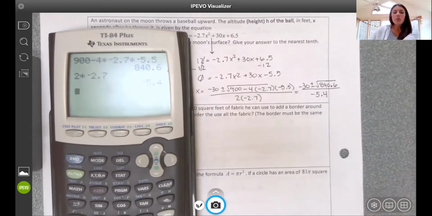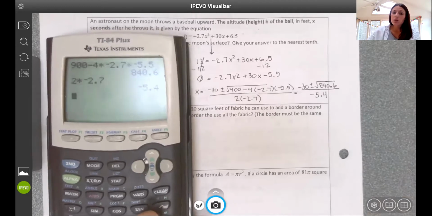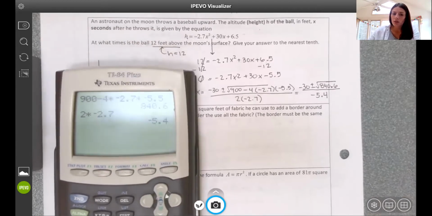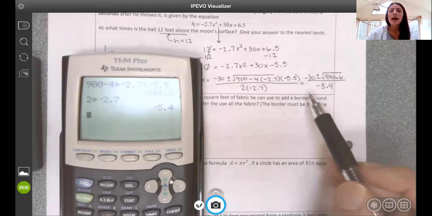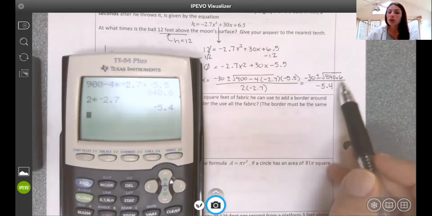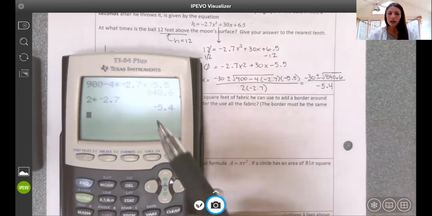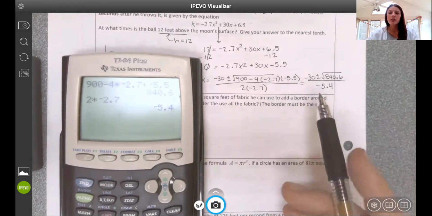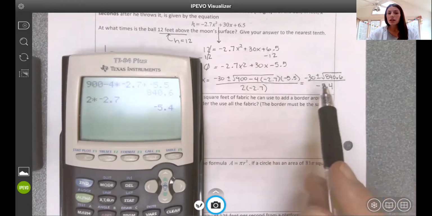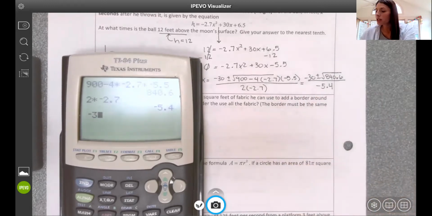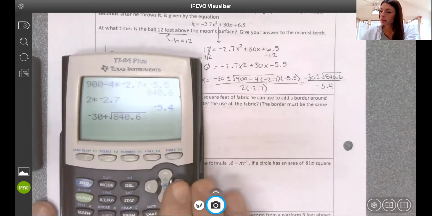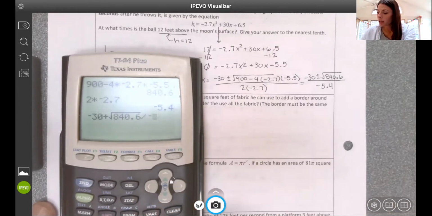Okay, so now I'm at the point that I can simplify. Now we want to be really careful with one particular piece of our quadratic formula here, and that's that the entire numerator is being divided by negative 5.4. So we have to be careful with how we type it into the calculator, and I can give you a few suggestions on how to make that easier. But let me just show you. If I typed in negative 30 plus the square root of 840.6, okay? And then I just clicked divide by negative 5.4.